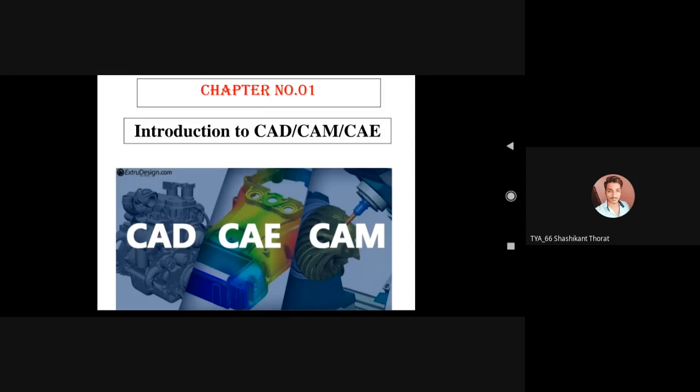3D modeling may be there. Now if you see in this image, one block is there, a 3D block, an object.